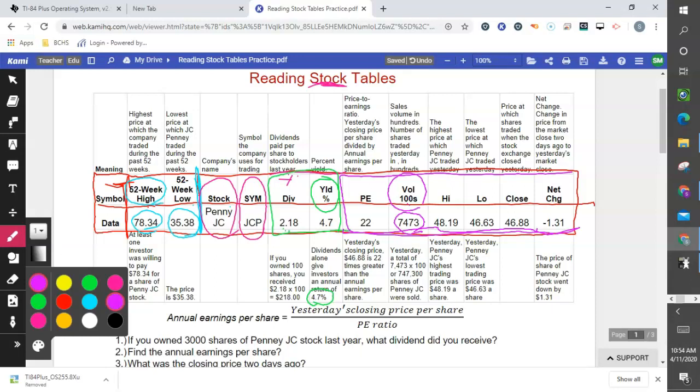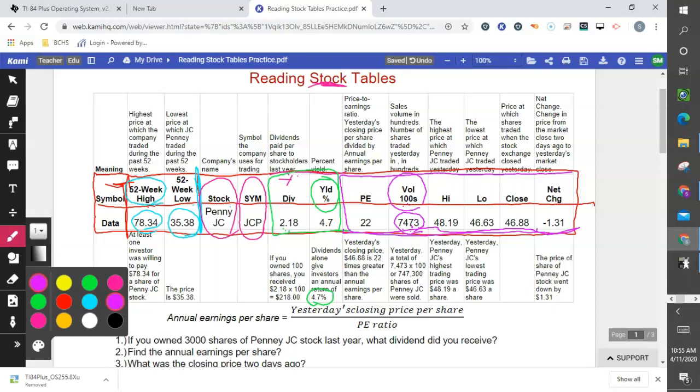So per 100. So this is 7,473. So you multiply it. It is not money, it is the number. You multiply it by 100 to know how many shares JCPenney sold.